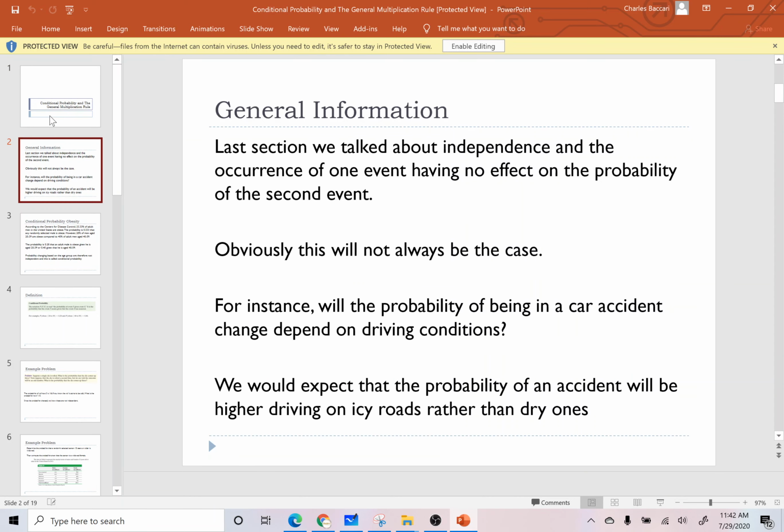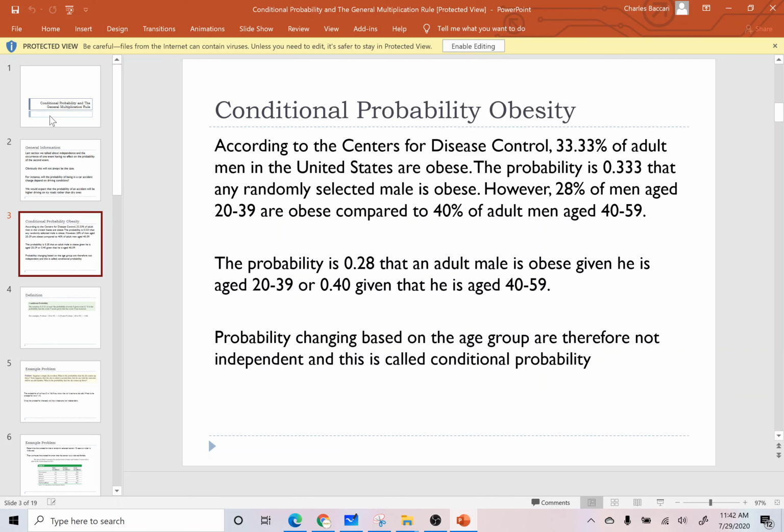General information: we talked about independence and the occurrence of one event having no effect on the probability of a second event. Obviously, this won't always be the case. For instance, the probability of being in a car accident changes based on driving conditions. Of course it does. If it's snowing, you're more likely to get in a crash, or if it's foggy, different things affect driving conditions, and so your probability is higher, and that's how they calculate insurance costs.